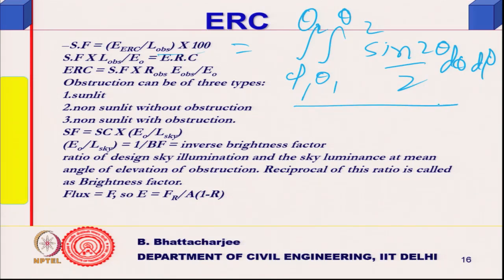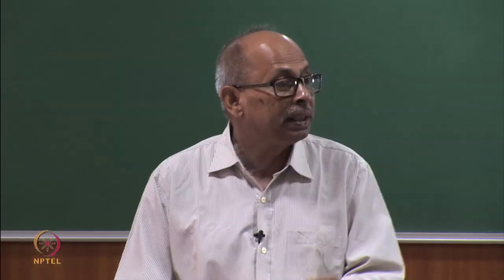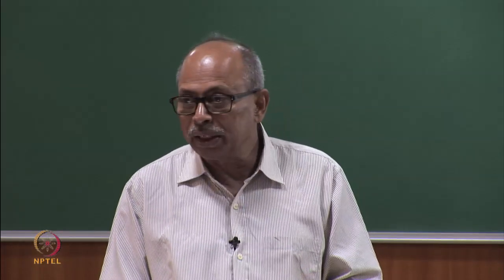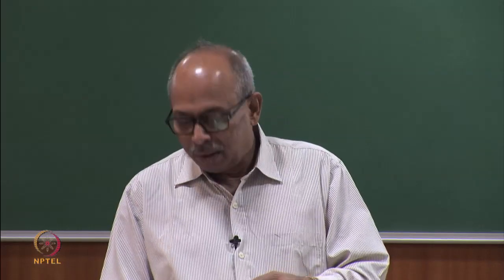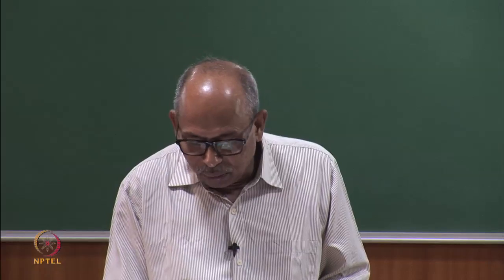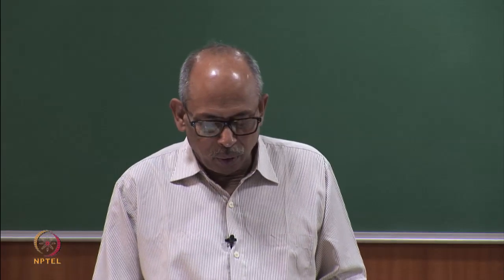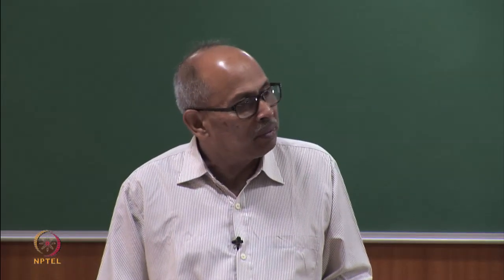Now this I can find out for various L by D and H by D. Like earlier I did the integration with Bz cosec theta, but now I will not do Bz cosec theta, I will do it for just this part. So this is what is sky factor. Similarly, sky factor tables are given in the code.